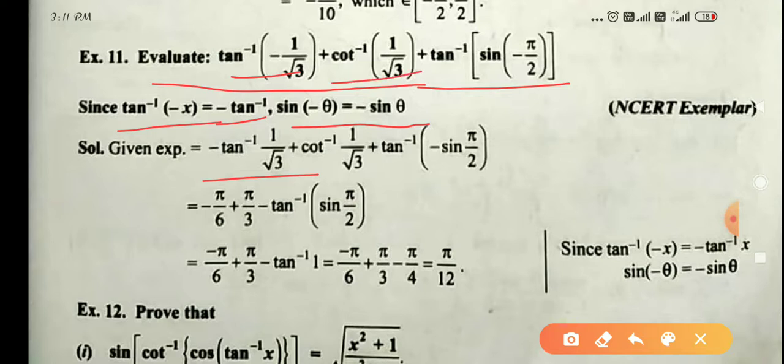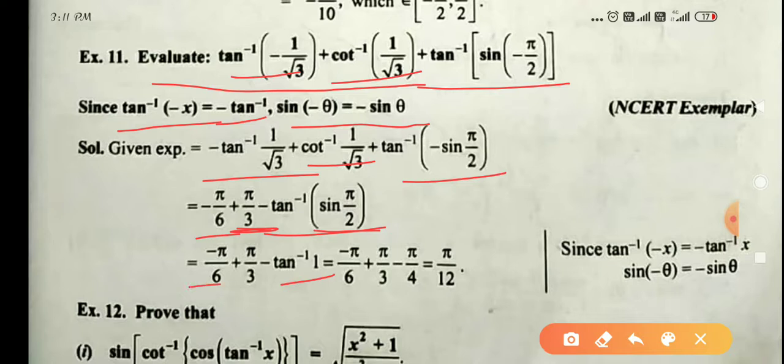It is the same. And tan inverse of sine of minus pi by 2, it can be written as, tan inverse again, minus x equals minus tan inverse x, you can write. And tan inverse 1 upon root 3: 1 upon root 3 is the tan value of pi by 6. Pi by 6 means 30 degrees. And 1 upon root 3 in cot, it is the value of pi by 3. So you can write pi by 3. And sine pi by 2 value is 1. So you are writing 1.